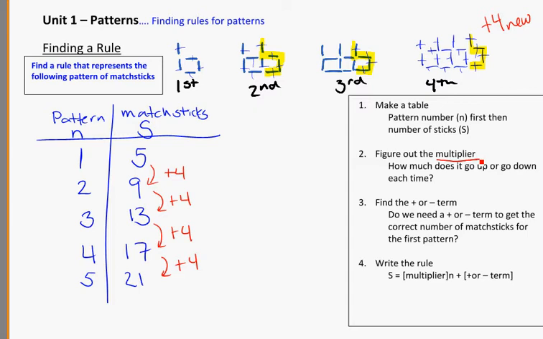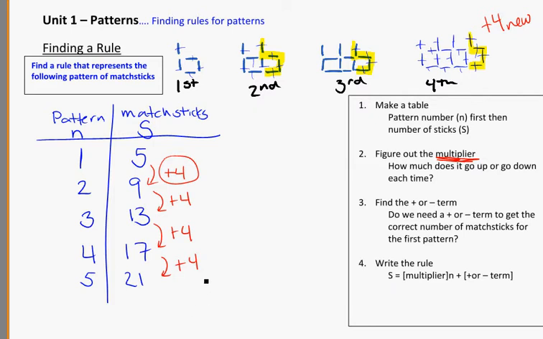So the second step here that we're going to look for is finding the multiplier. And really, that's what we've figured out already, is how much does it go up or down each time? Now you can have patterns where there's a negative number, it's decreasing each time, but in this case we'll notice between each pattern step, from the first to the second, it's plus 4, plus 4, plus 4, plus 4. So this plus 4 becomes our multiplier, if you will.